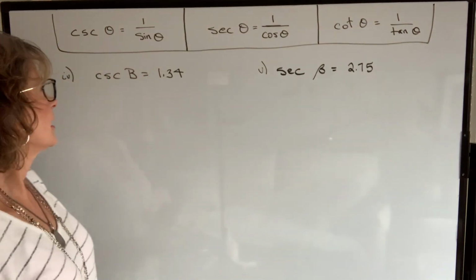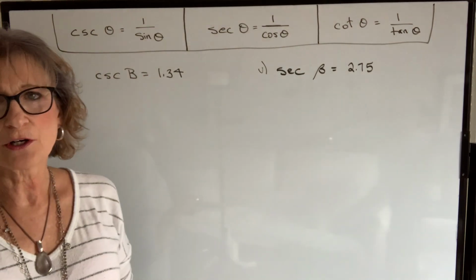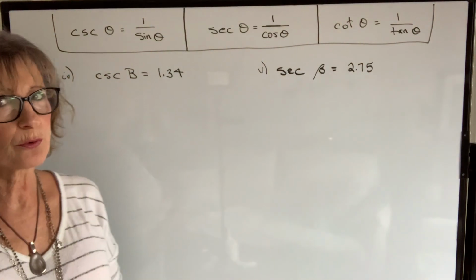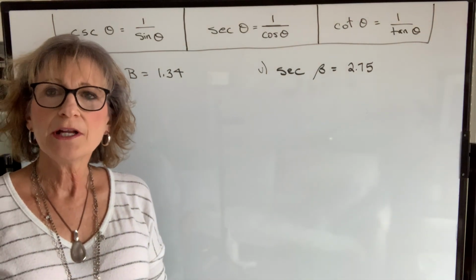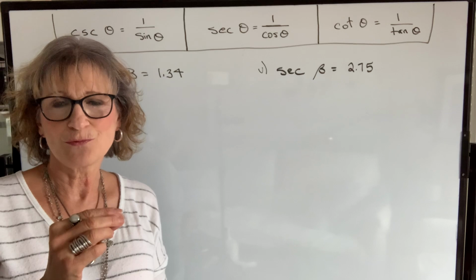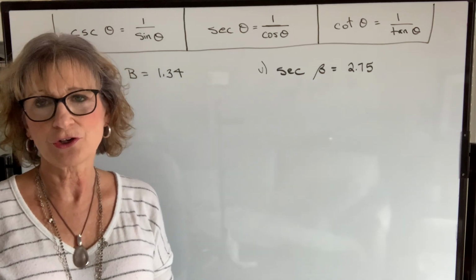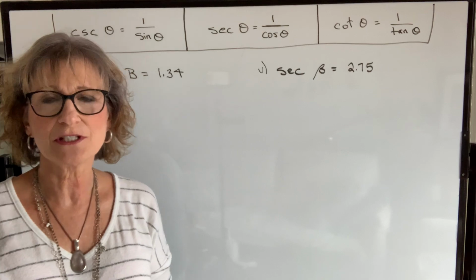So in our first example with a reciprocal function, we have cosecant of some angle that we're calling b equals 1.34. We do not have a cosecant to the -1 on our calculator, just like we do not have a cosecant function on our calculator, which I talked about in the last video.